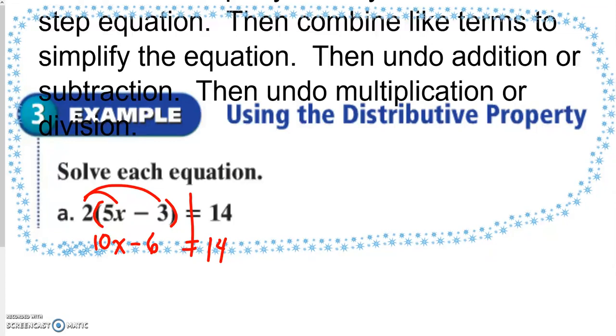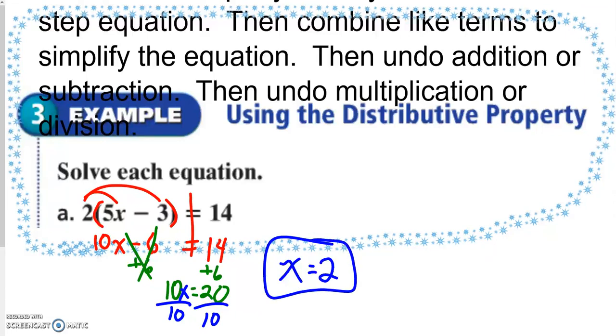Third step, undo addition and subtraction. They subtracted 6. I'm going to add 6. Fourth step, undo multiplication and division. Let's see, this was 10x. I'm going to divide by 10. X equals 2. I know that's right because if I go back to my original problem, that looked like this.